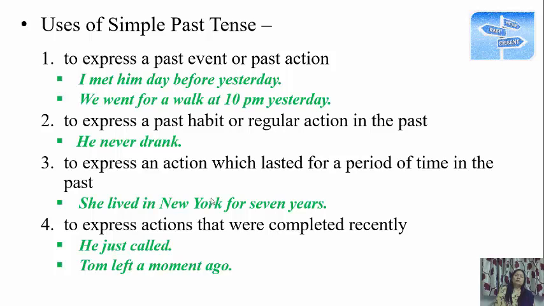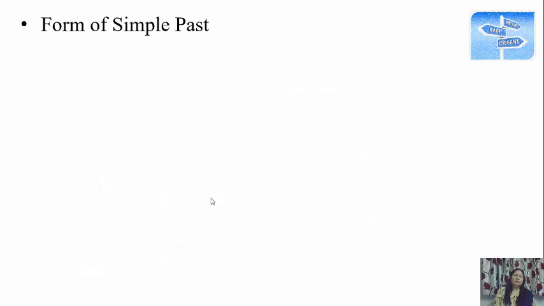So something that is of very long time back, something which is past habit, or something that took place for a long period of time in the past, or something just that took place right now. That is called past action. So all these are the uses of simple past tense. I hope they are clear to you. And now we go ahead with the form of simple past tense.